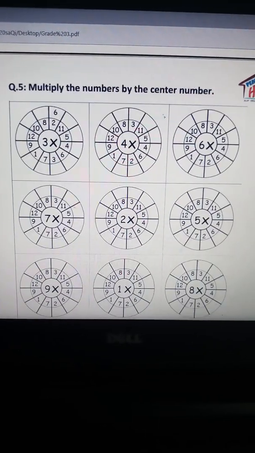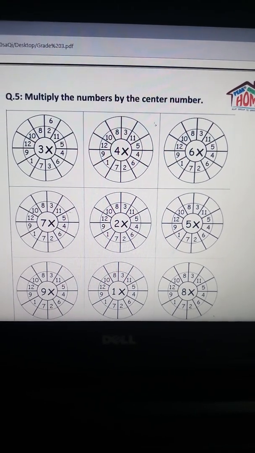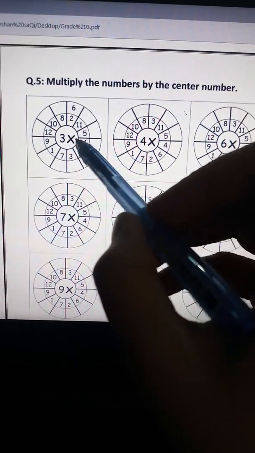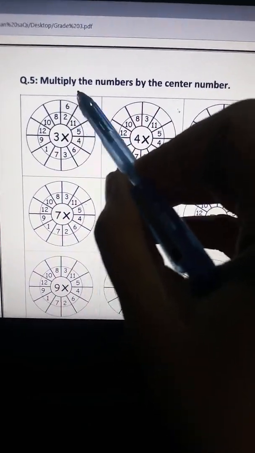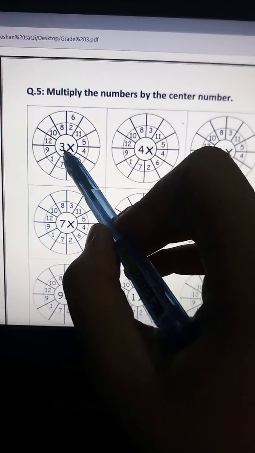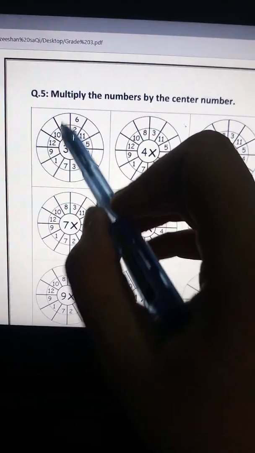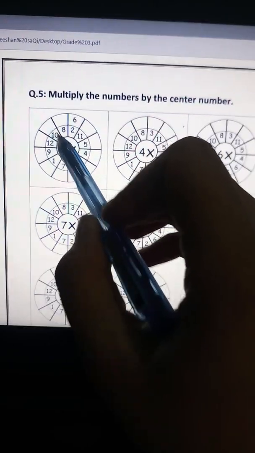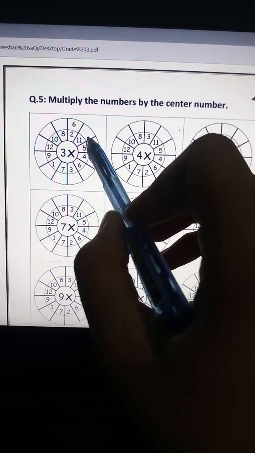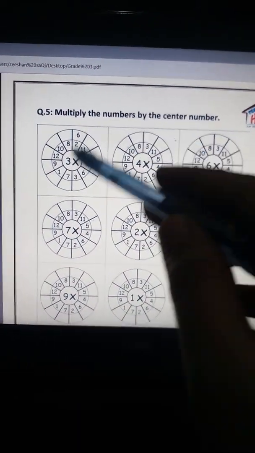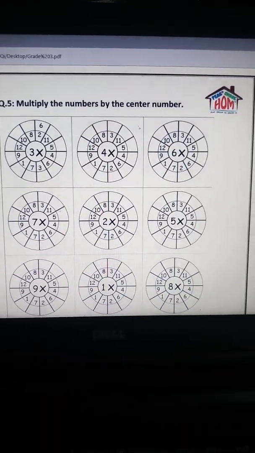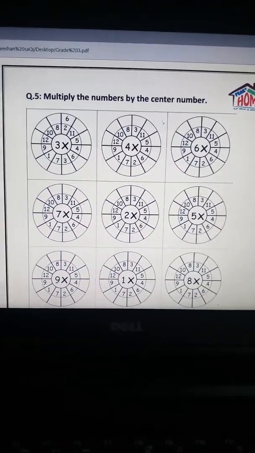The next question is: multiply the numbers by the center number. Okay, now you have to multiply the numbers. 3 2s are 6, 3 8s are 24, 3 10s are 30, 3 11s are 33, and you will follow the same pattern for all these questions.